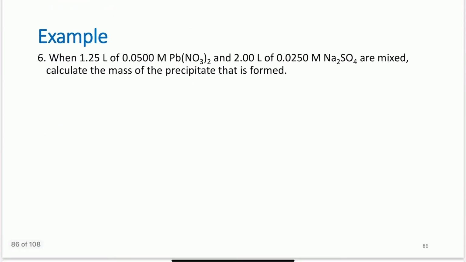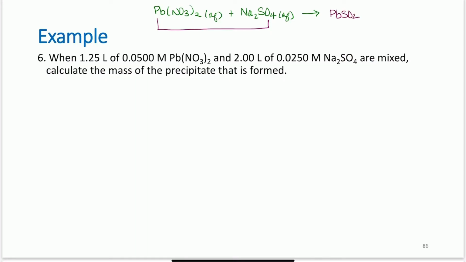Okay, number 6. When 1.25 liters of a 0.05 molar lead 2 nitrate solution and 2 liters of 0.205 molar sodium sulfate solution are mixed, calculate the mass of the precipitate that is formed. So I've got lead 2 nitrate, which is aqueous, reacting with sodium sulfate, which is also aqueous. Swap partners. I'm going to form lead 2 sulfate and sodium nitrate.